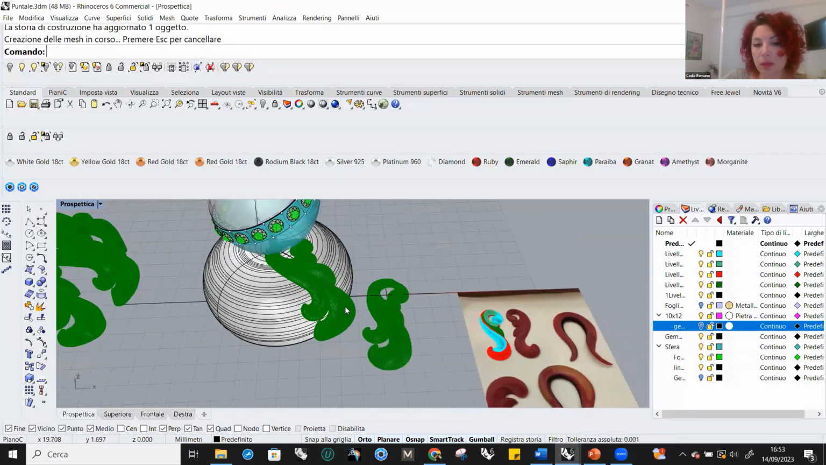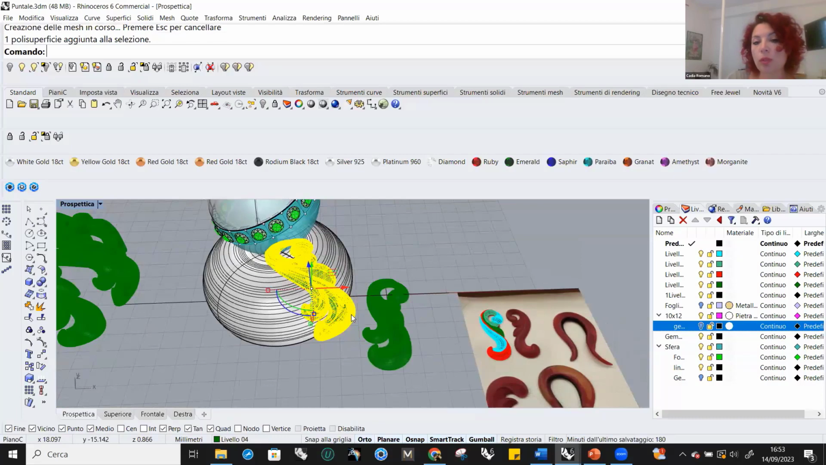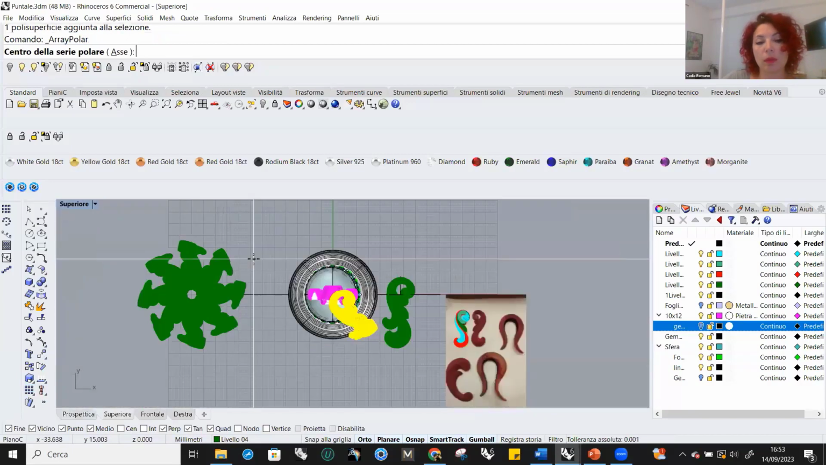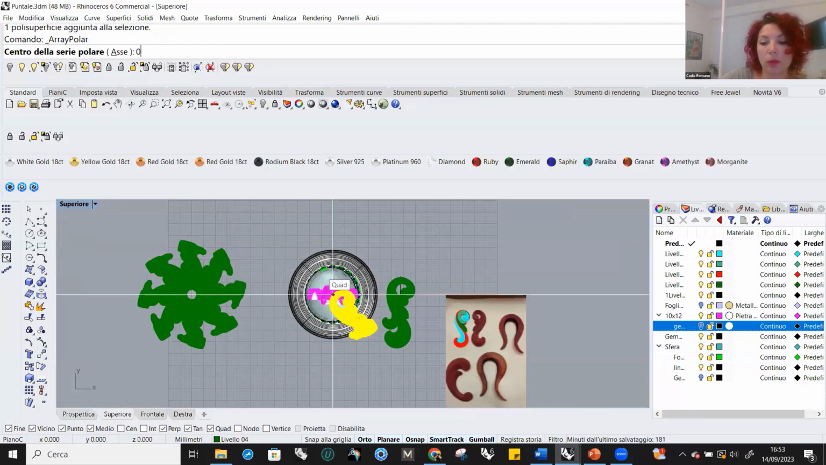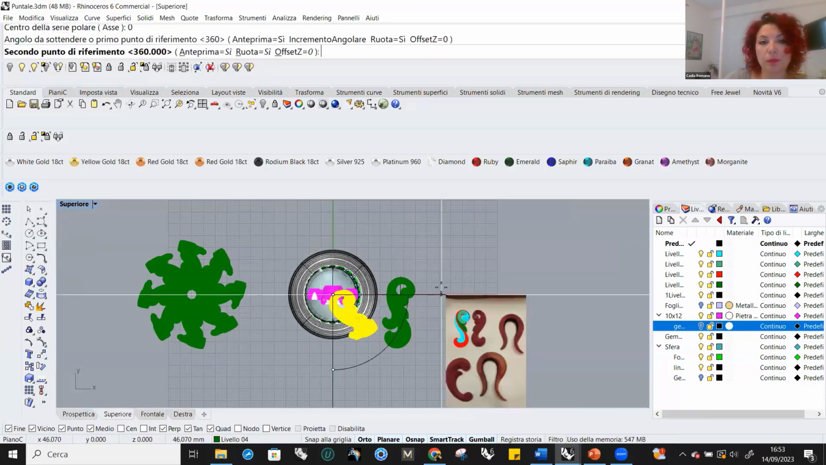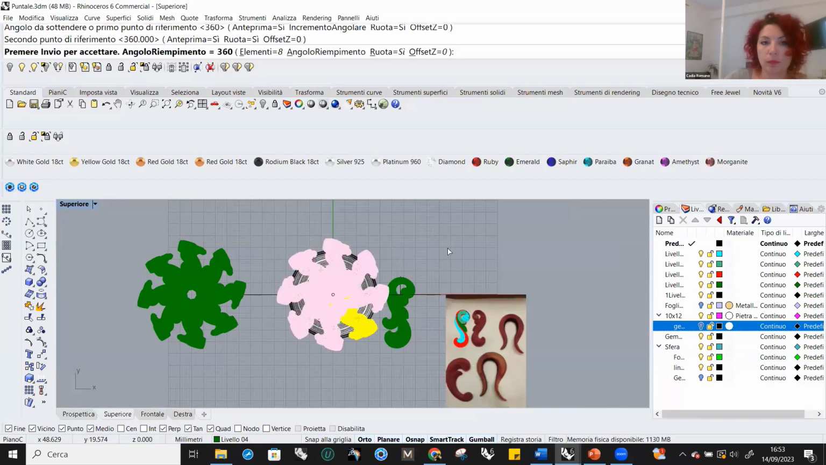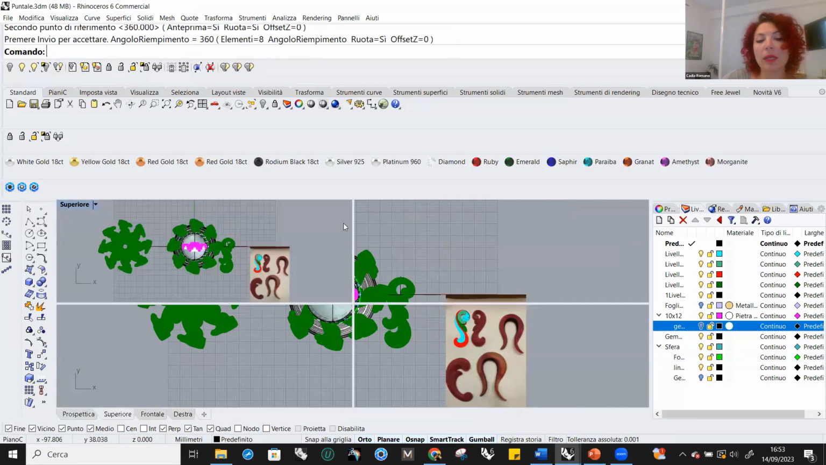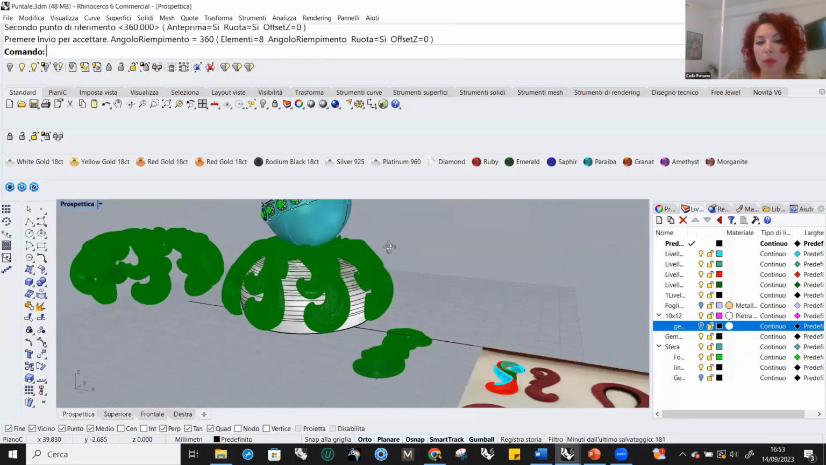After this, I use a simple polar array with 8 elements. And I have my project.